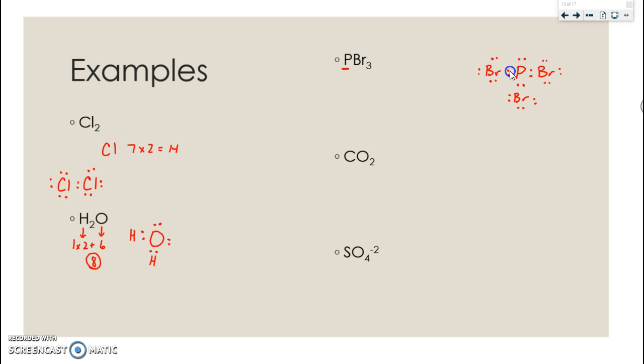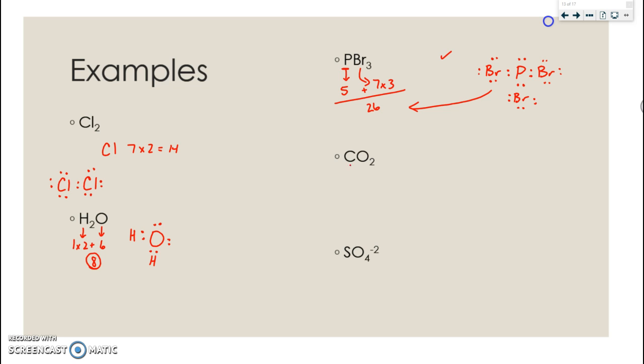Okay, and then I'm going to see if I have the right number of dots in my structure. P is supposed to have 5. Br is 7 times 3. When I add those together, I get 26. I count my dots, and as I do that, I see that there are a total of 26 dots in my structure, so I must be correct.